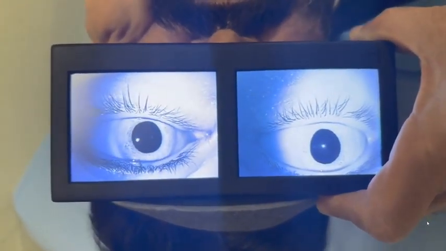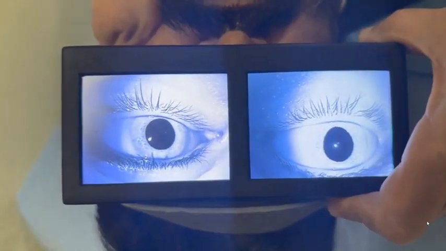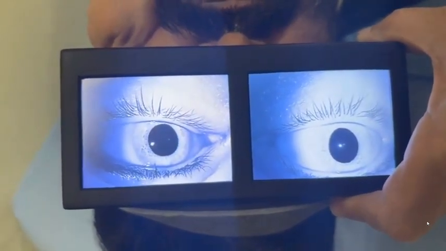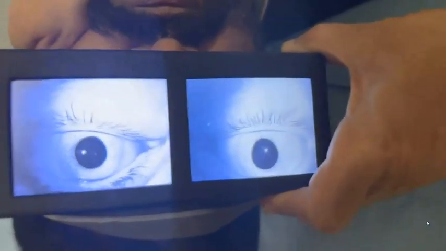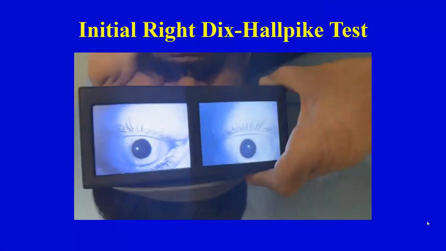This patient also had a reversal nystagmus on uprighting from the right Dix-Hallpike position, which was downbeating and left torsional. This is not shown here to save time. Right Epley maneuver was carried out. Right Dix-Hallpike retest was done after 24 hours.